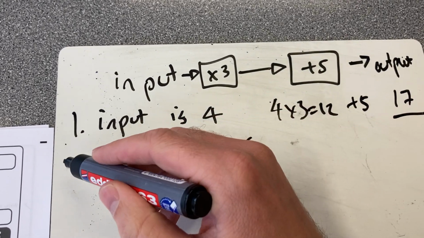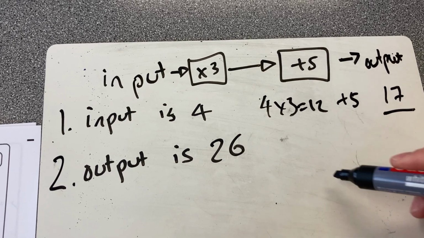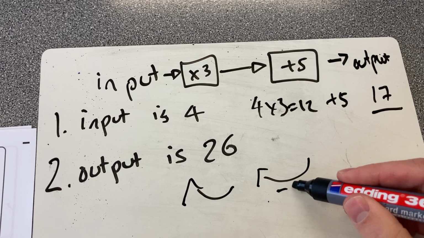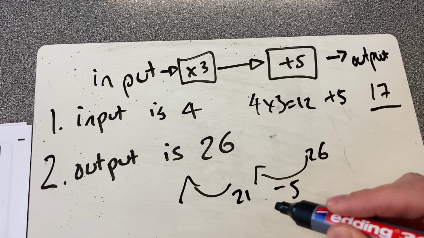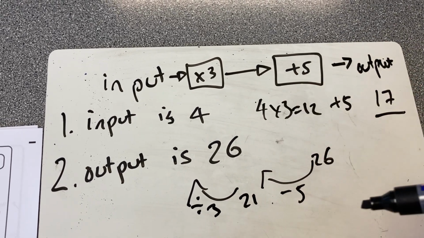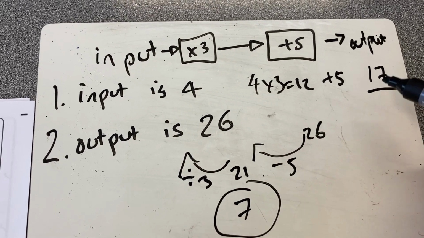The second question says the output is 26, and you've got to work out the input. So in this case, we're actually going to go backwards. So we're going to subtract 5 from 26, and we get 21. And then we're going to divide by 3. So doing the opposite stage of each of those, and we'll get 7. So 17 for this one.